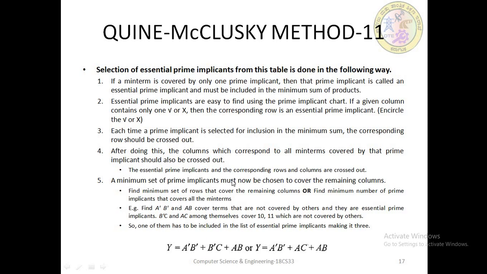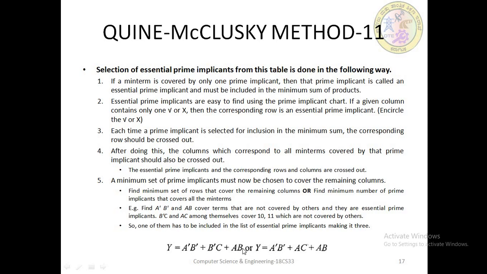A minimum set of prime implicants must be chosen to cover the remaining columns. You should remember this. A minimum set of prime implicants must be chosen to cover the remaining columns. To do this, find the minimum set of rows that cover the remaining columns, or find the minimum number of prime implicants. Either one of these you have to do. So let's go with an example.